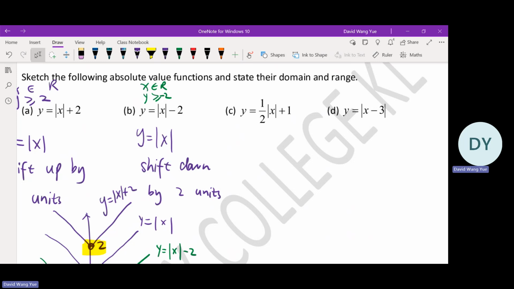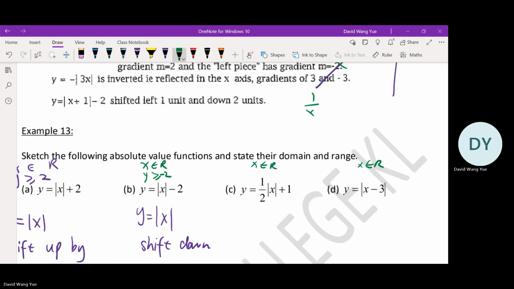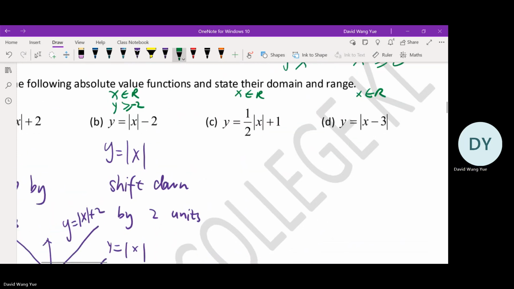When you come to the x value, in fact, x can be any real number, because here there's no fraction. If there's a fraction, we have to make sure the denominator is not 0. There's no square root. If there's a square root, we have to make sure x is at least 0. So in this case, no square root, no fraction, literally x can be any real number.